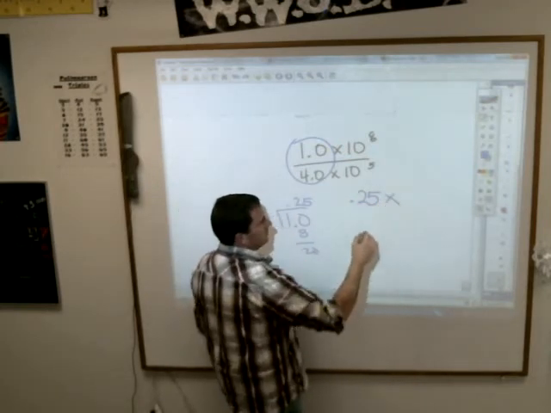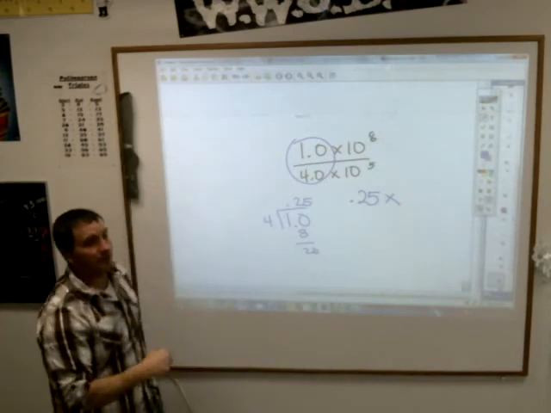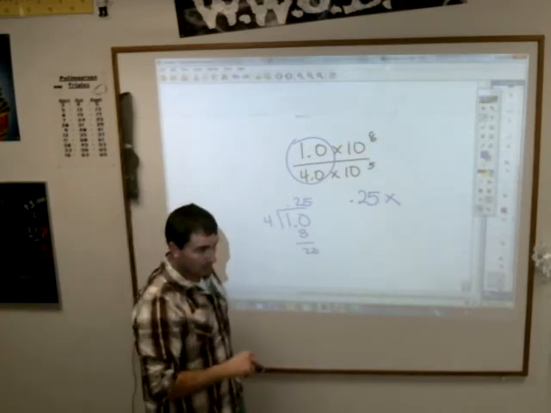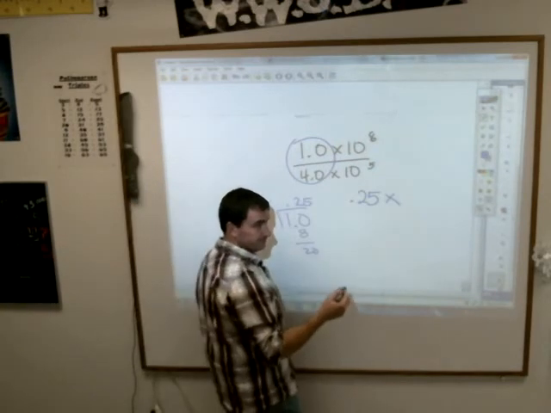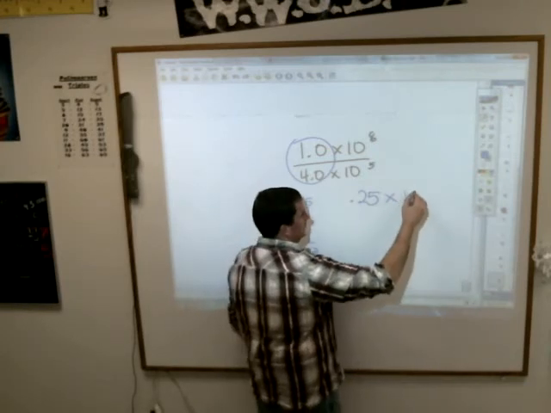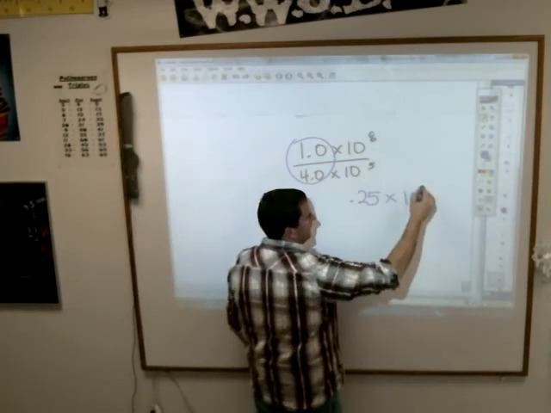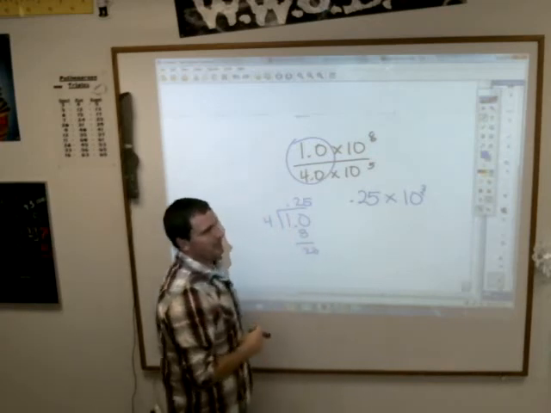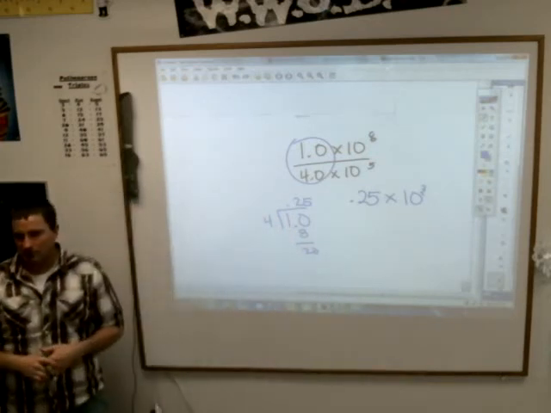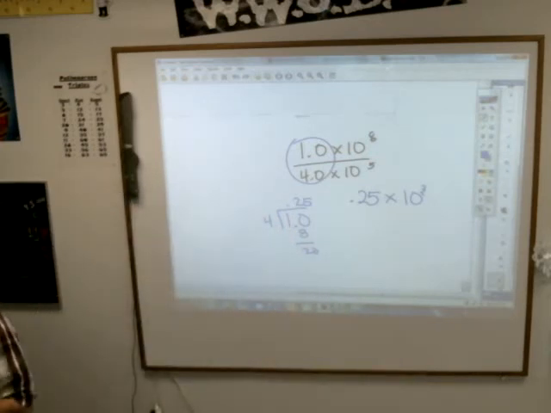For the right side, what do you get when you have 10 to the 8th divided by 10 to the 5th? Corinne? 10 to the 3rd, because you subtract the bottom from the top. Now here's where we have issues. That is not the right answer. It's not in the right form because it's not in scientific notation.